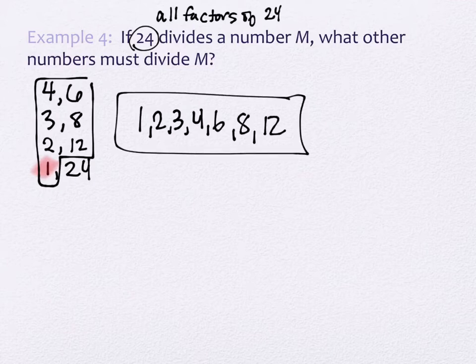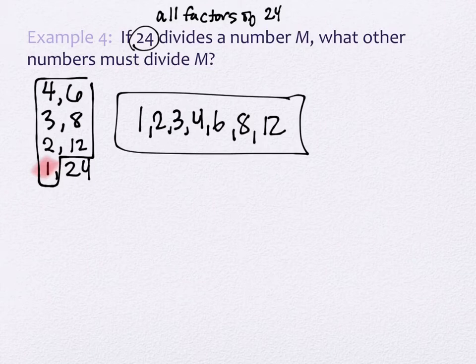And there's nothing special in this sense about 24. We could do this process no matter what number I was given, right? If I wanted to do the number 30, we could do that. We could do pairs of numbers, all the pairs of numbers that multiply to 30, and we could list them all out. All right, any questions on that?